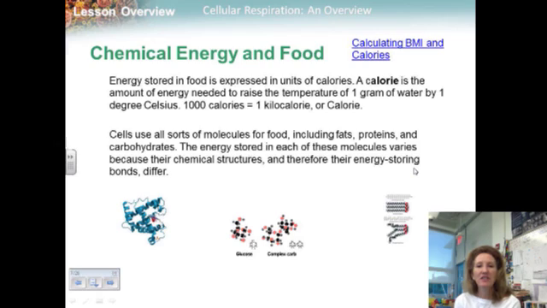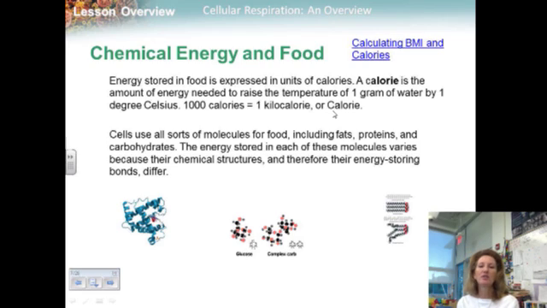All right, so energy stored in foods is expressed in units of calories. A calorie is the amount of energy needed to raise the temperature of 1 gram of water by 1 degree Celsius. I think we talked about this at the beginning of the school year too. 1,000 calories, or 1 kilocalorie, is what we usually use when we're talking about dieting calories. And that is written with a capital C, or 1 capital C Calorie right there.